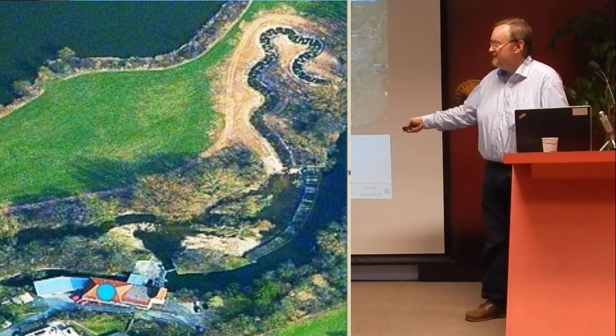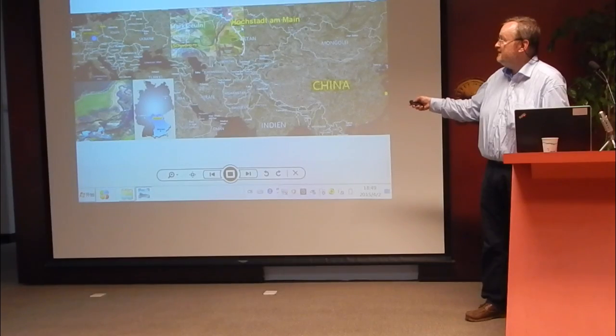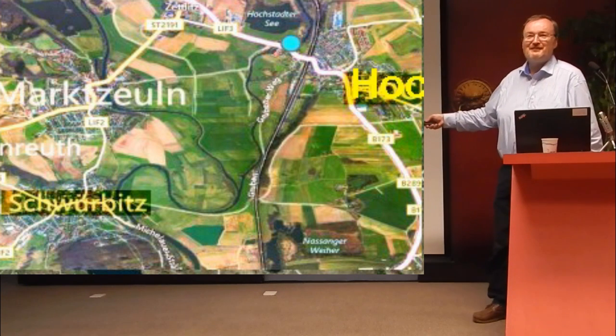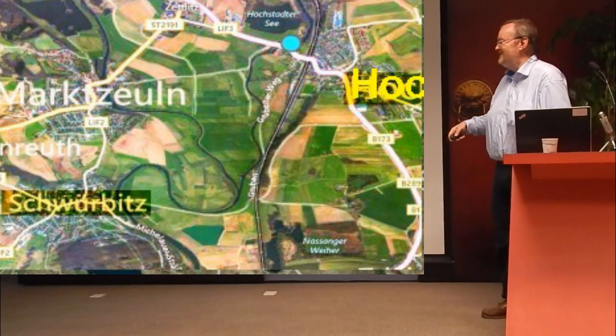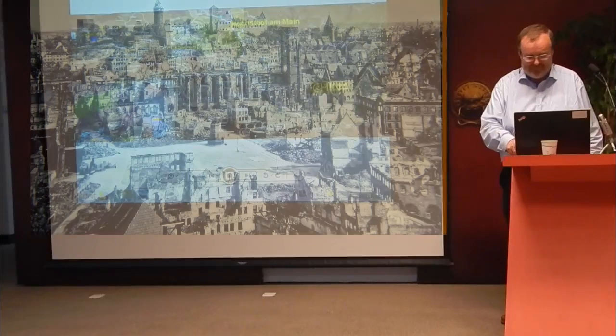And we have here 3,000 inhabitants. And my home village is here. Here is Hochstadt, and here is Schwörbitz. And we have here 1,700 inhabitants. And 6 of them are here. So, just far away.